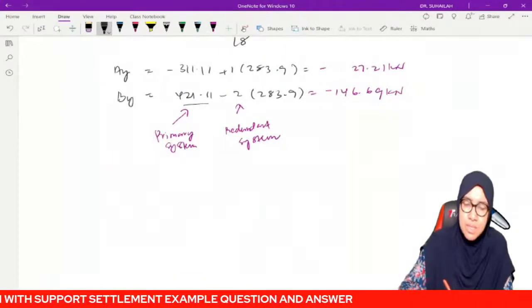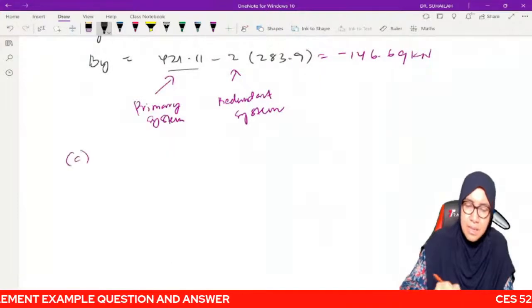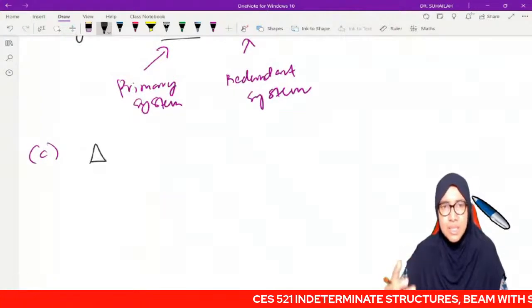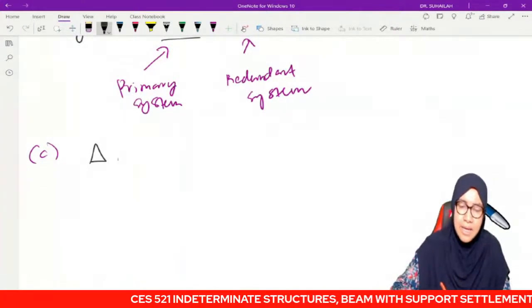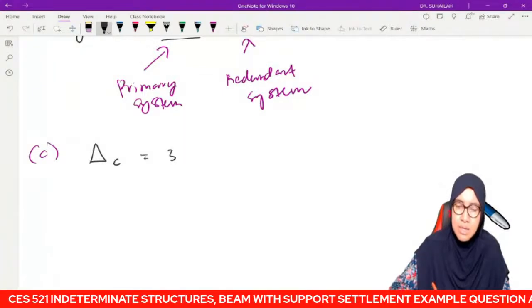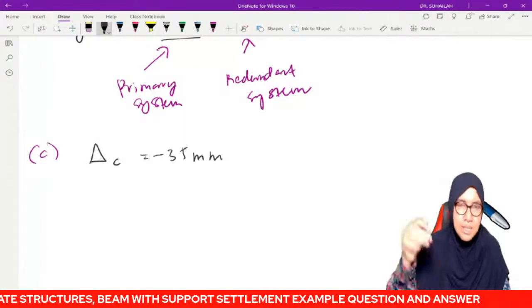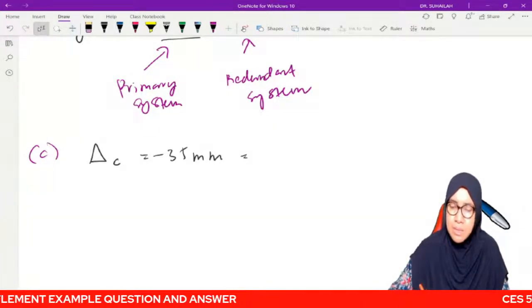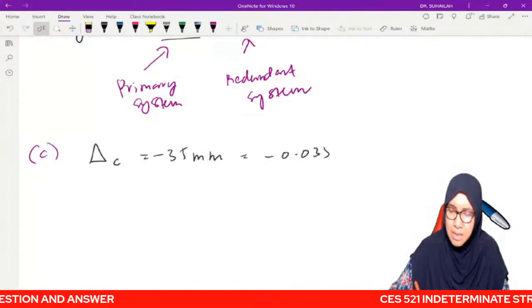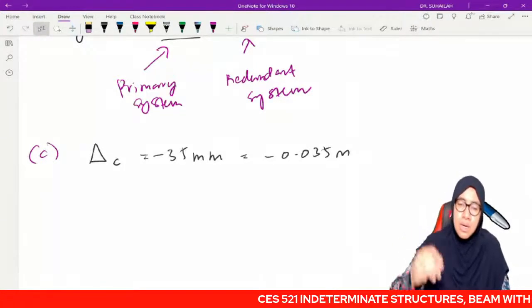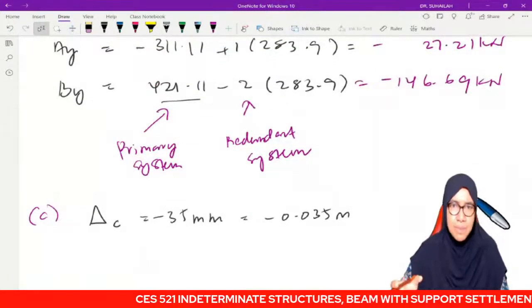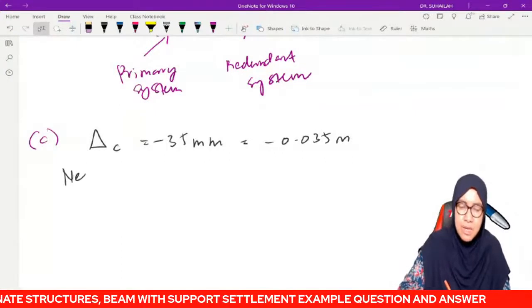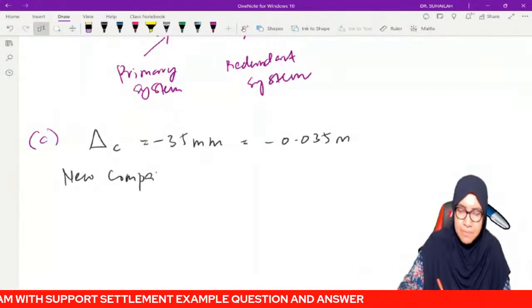Question C, we need to consider support settlement. Support settlement means the delta in the actual system is not equal to 0. Delta in the actual system at position C is equal to 35 mm, and it is downward because the deflection is in the downward direction. Negative 35 mm is equal to negative 0.035 meter. What we need to do is very simple. We have a new compatibility equation.